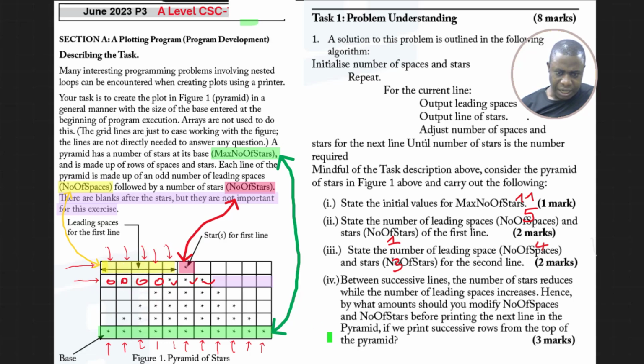We see that for the first line, the number of leading spaces is 5 and the number of stars is 1. For the second line, the number of leading spaces is 4, the number of stars is 3. If we go to the third, the number of leading spaces is 3, and the number of stars is 5. So you look at the difference. The leading spaces from top to bottom decrease by 1, and the number of stars increases by 2. The number of spaces decreases by 1. The number of stars increases by 2.